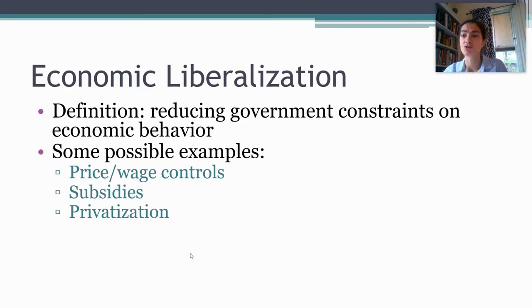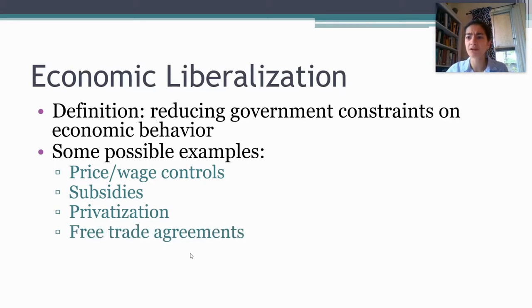In the shift towards economic liberalization that's been more common in the 80s, 90s, 2000s, you've started to see a number of governments sell off those businesses, partially or completely, and allow private for profit companies to operate those businesses. So privatization is a major form of economic liberalization.